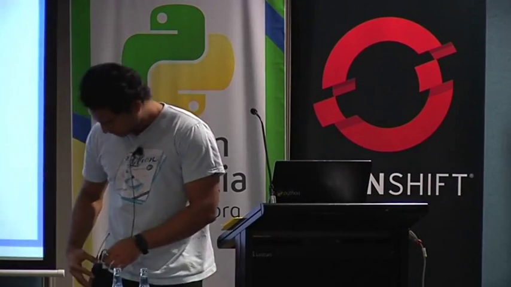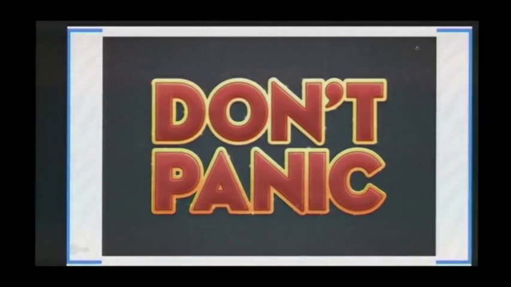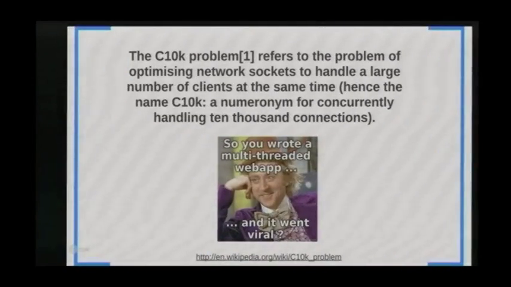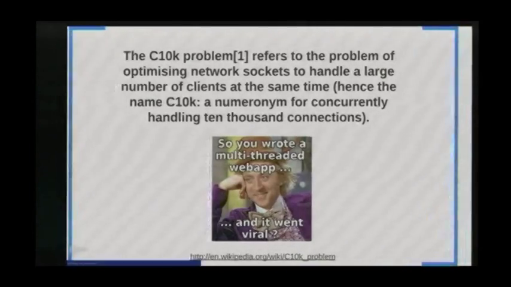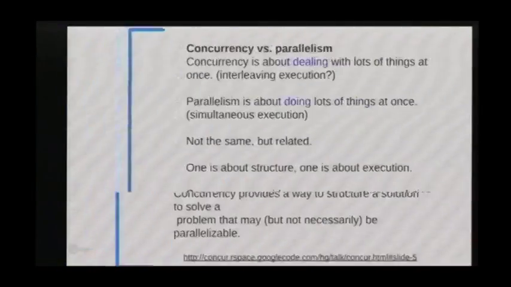So I'm gonna just go through it. So C10K problem, don't panic. Basically, I've got a lot of memes in there, so it should be fun. So C10K problem refers to the problem of optimizing network sockets to handle a large number of clients at the same time, okay? Yeah, it can get really messy.